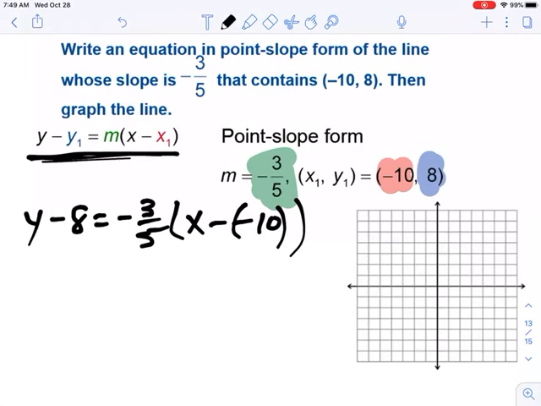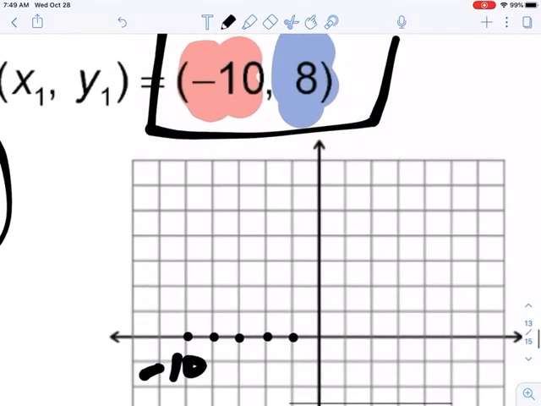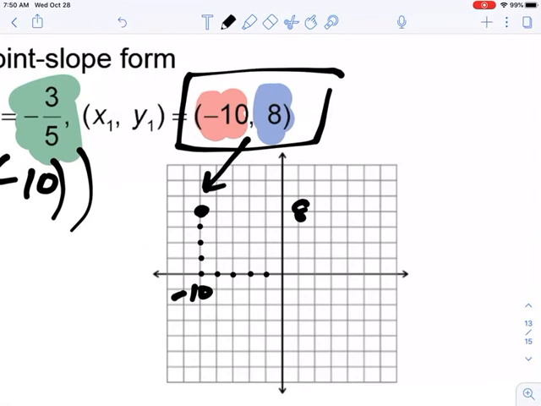Okay, graphing here. We would begin with the point negative 10, 8. I'm not sure that's going to fit on my graph. Negative 10, 8. 1, 2, 3, 4, 5, 6, 7. Okay, not going to fit, so I'm going to count by 2s. That's perfectly legal. If it doesn't fit, go by 2s. 2, 4, 6, 8, 10. And 8 positive. 2, 4, 6, 8. Boom. There is that point, negative 10, 8, counting by 2s.